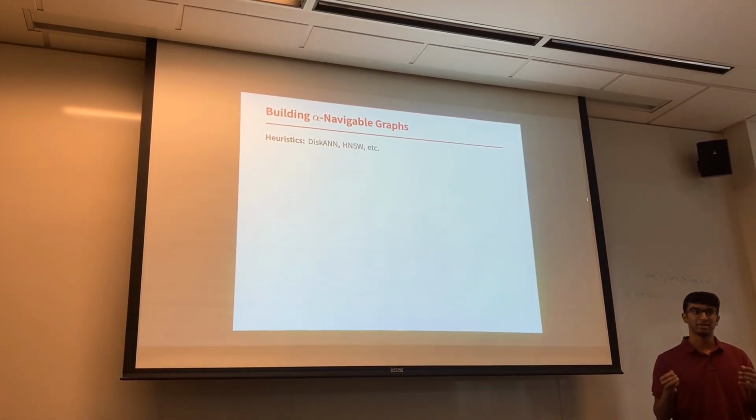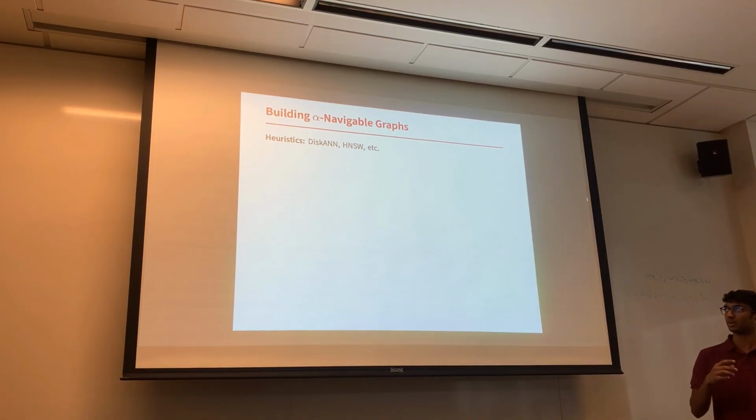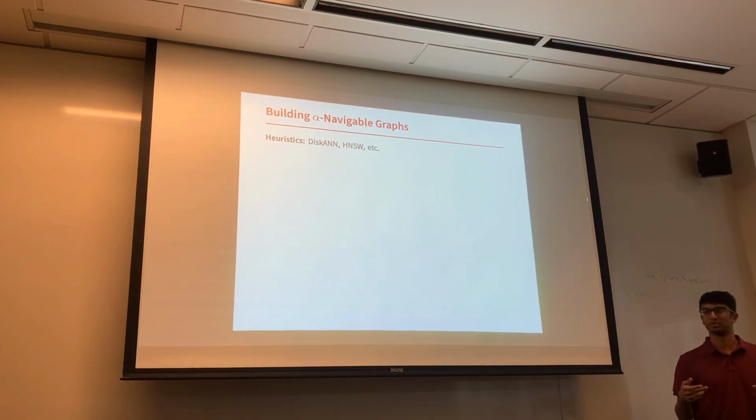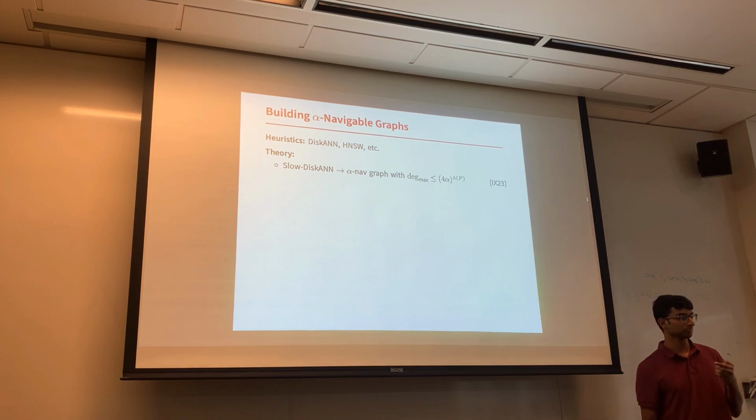Now, I do want to say that, as I mentioned before, a lot of the heuristics that are used in practice, like DiskANN or HNSW, if you've heard of these, they're kind of motivated by this idea of navigability, but they don't actually build alpha navigable graphs. They do something kind of different. But there are a couple things that we do know from theory.